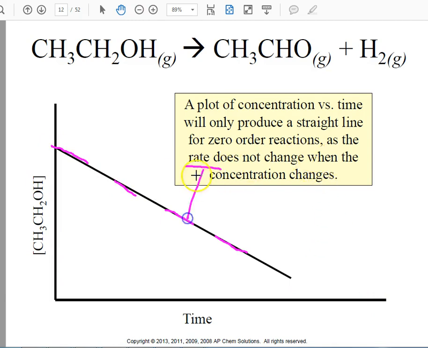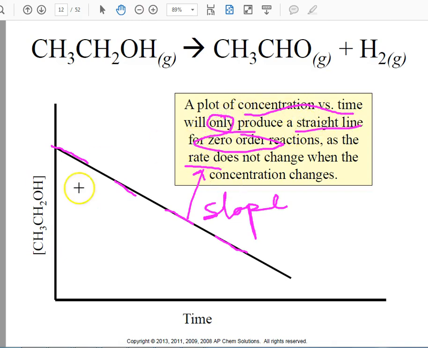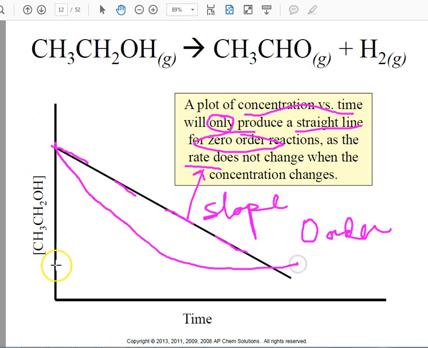So the rate, which note here, is our slope, it does not change as our concentration changes if we are zero order. So concentration versus time is a straight line only for zero order reactions. So if you have concentration on your Y and time on your X and you get a straight line, then you know it's zero order. Because normally we would see a curve here, or this way if it's on the cross.